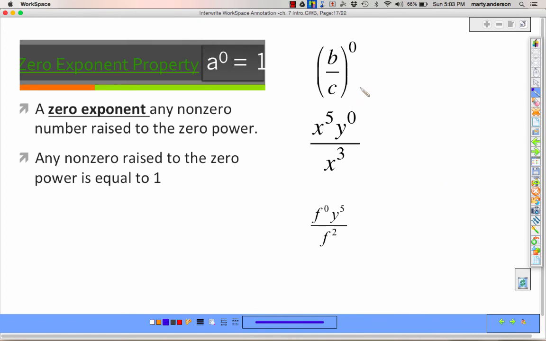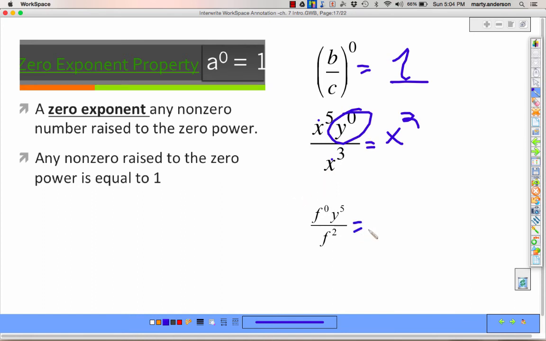Anything to the power of 0 is equal to the number 1. It actually takes the entire variable and it goes away. This is equal to 1. 5 x's on top, 3 x's on the bottom. Leaves me with 2 x's. This is the number 1.